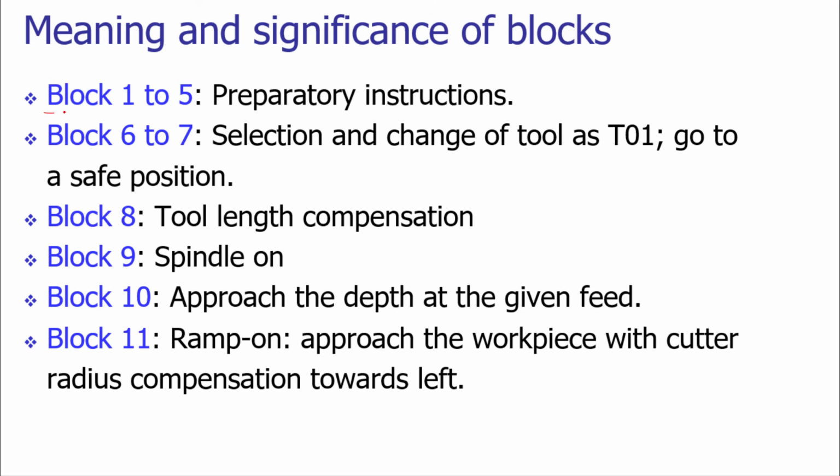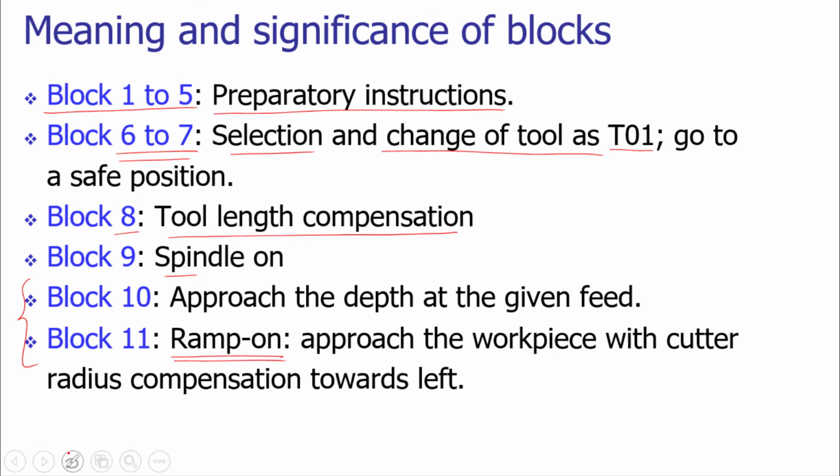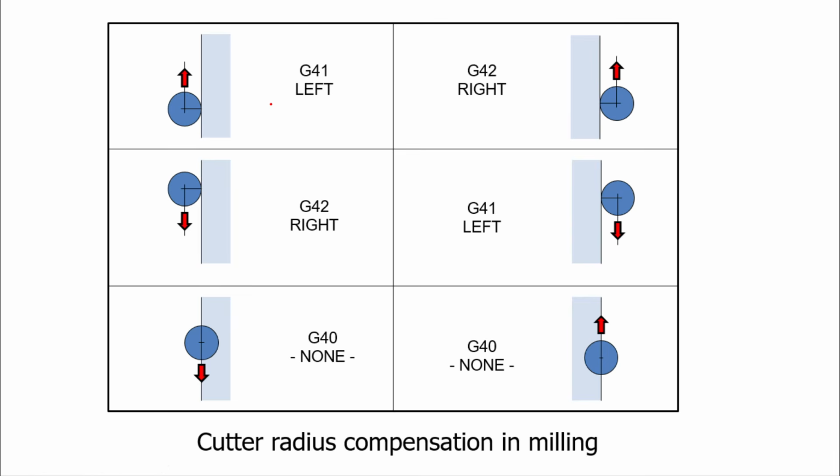So blocks 1 to 5 are the preparatory instructions, then 6 to 7 are the selection and change of the tool, that is T01. Block 8 belongs to the tool length compensation, then spindle on. Blocks 10 and 11 are providing the information about the approach and the ramp on operation. As I mentioned, our case was this G41. So this is the contour, and we have to move away from the contour towards the left direction.